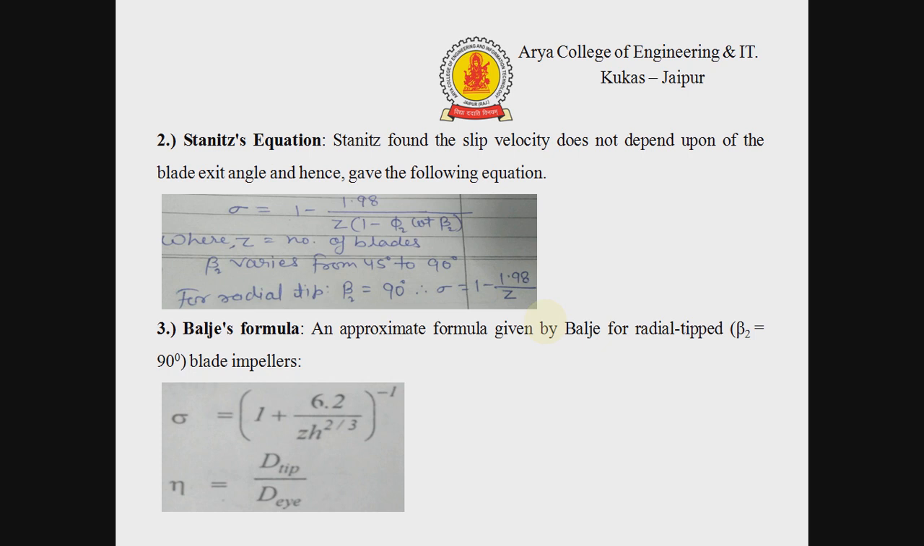Balje's formula is an approximate formula given by Balje for radial tipped blade impellers, that means beta 2 is equal to 90 degrees. The formula of Balje is shown by the following relation. Sigma is equal to 1 minus 6.2 divided by z to the power 2/3, all to the power minus 1, and eta is equal to the ratio of diameter at tip to the diameter at the eye.